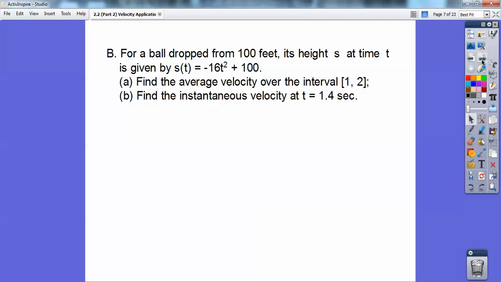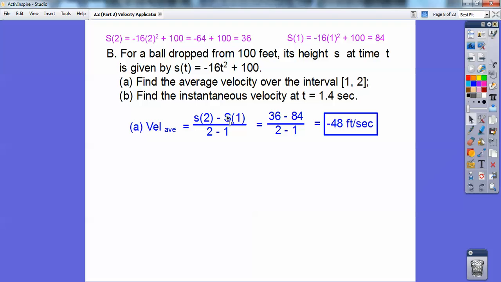So for a ball that's dropped 100 feet, its height s at time t is given by this formula: S of t equals negative 16t squared plus 100. Find the average velocity over the interval, so I'm going to use that average velocity formula for that. Do s of 2 minus s of 1 over 2 minus 1, and then find the instantaneous velocity. So that's where I plug the derivative in. The derivative is negative 32t. Plug in 1.4 into that. Okay, let's go ahead and do the first one there.